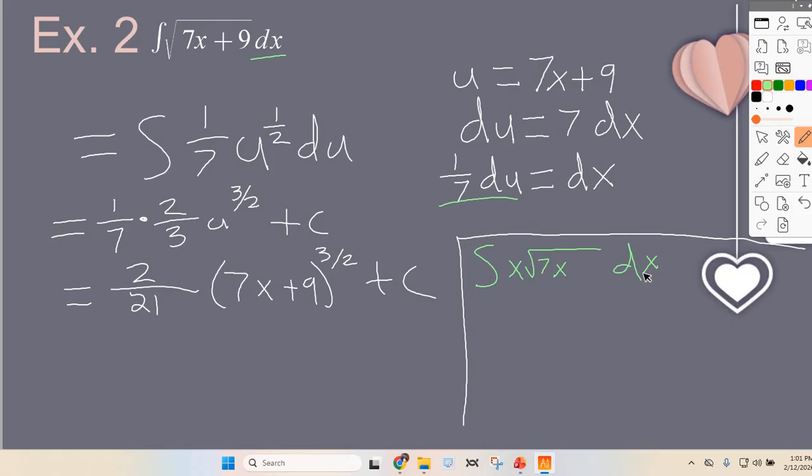Yes? Okay. So, my u is still going to be relatively the same, right? It's just going to be 7x. So then what's our du? 7 dx, right? So again, I just divide by 7 and that's not bad, right? But what's the issue then for like this one?